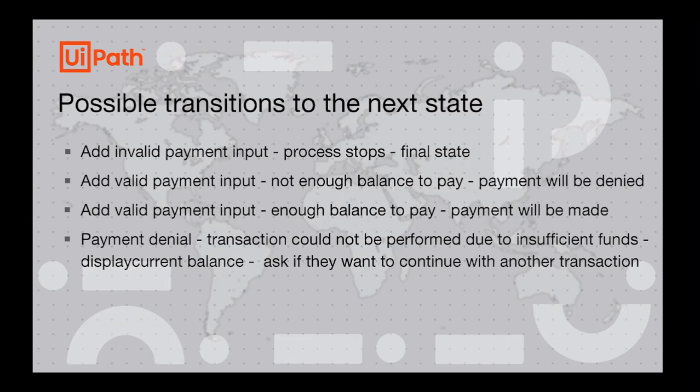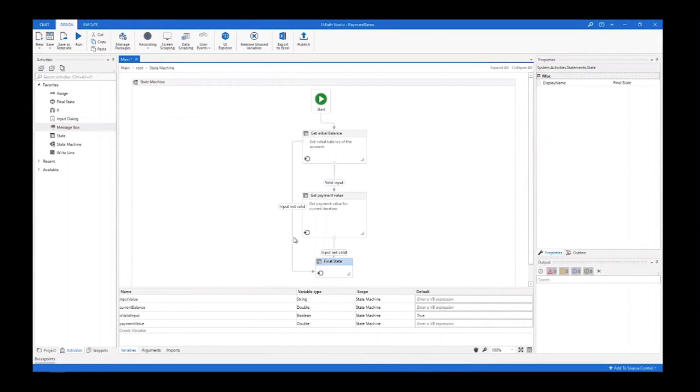In the case of payment denial, we want to let the user know that the transaction could not be performed due to insufficient funds. We'll also want to display their current balance and ask them if they want to continue with another transaction. So, how do we do that? We add a new state.